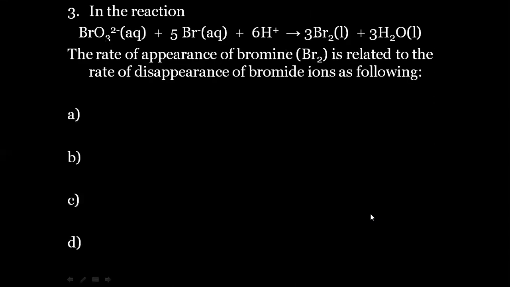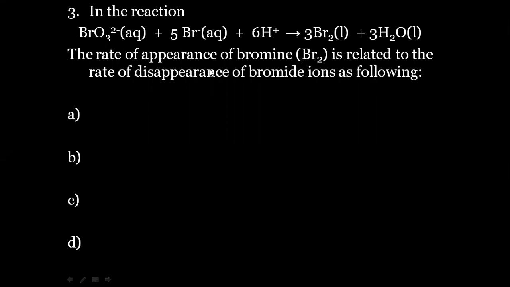Let me try to take one more. In the reaction BrO3^- (aq) plus 5Br^- (aq) plus 6H^+ gives you 3Br2 (l) plus 3H2O (l), the rate of appearance, that is, formation. Br2 will appear, right? As the reaction goes on, more bromine will be formed. That is what we call the rate of appearance: how fast the product is forming. Rate of appearance will always be for a product, and rate of disappearance will always be for a reactant.